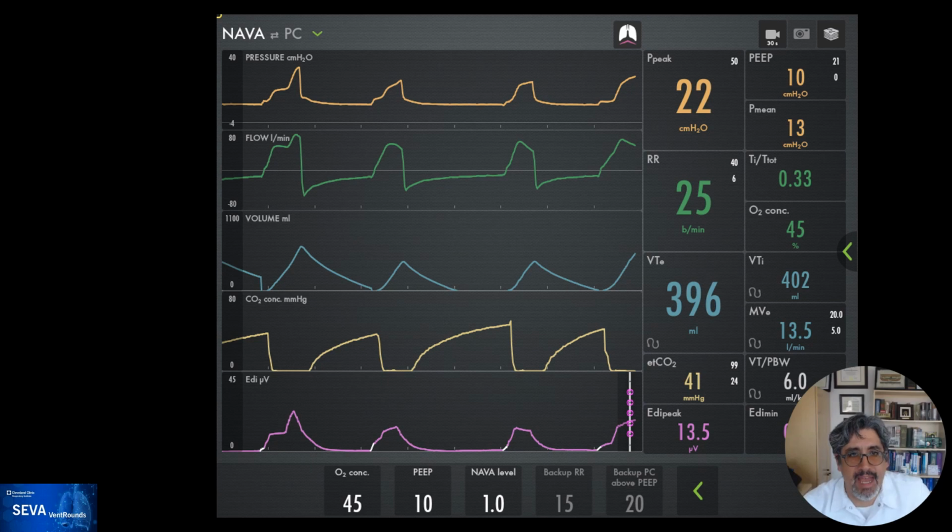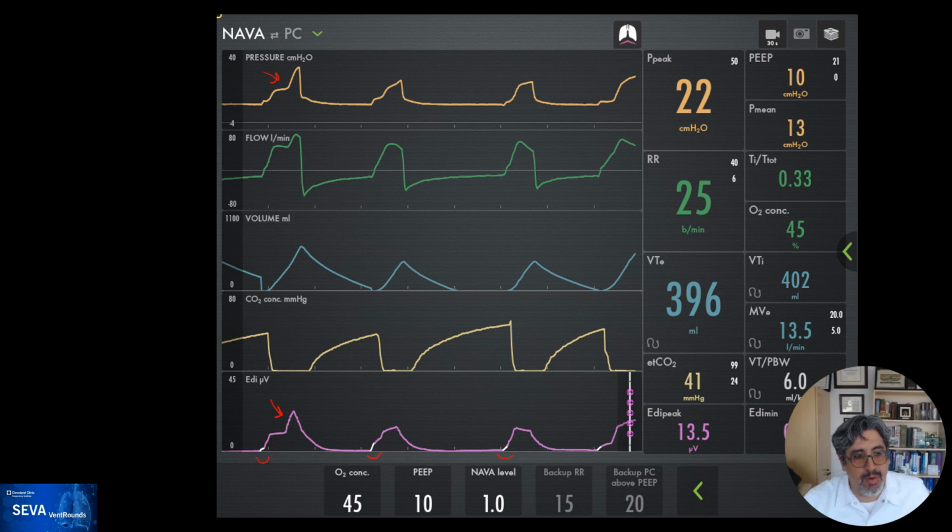So we activated NAVA, and now you can see that for each breath, because it's proportional to the electrical activity of the diaphragm, the pressure will mimic the electrical activity of the diaphragm. So this waveform down here, which is the electrical activity of the diaphragm, will look like this one over here. And now the patient is being triggered at this time. Actually, this is a good image. You can see the changing color. It's being triggered by the NAVA signal and cycled by the NAVA signal.